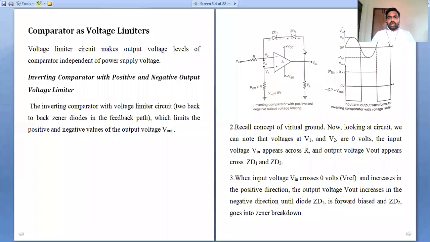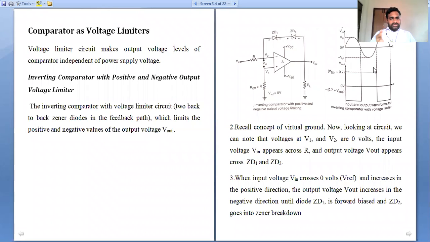After operating the Zener diodes, at the first condition ZD1 is kept in forward biased condition and ZD2 is kept in breakdown condition. And after the input voltage reaches the negative peak, the output voltage is observed at positive V saturation. That means in this discussion of input and output waveforms of the inverting comparator with respect to the voltage limiter, we can clearly say, with respect to the analysis, the behavior of the output voltage.